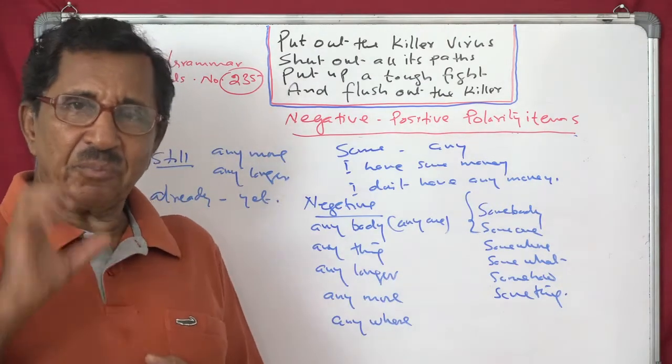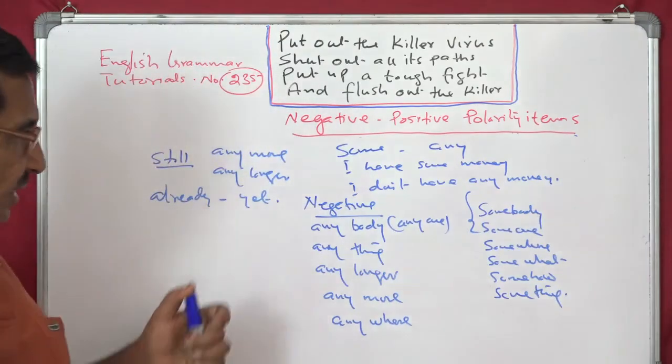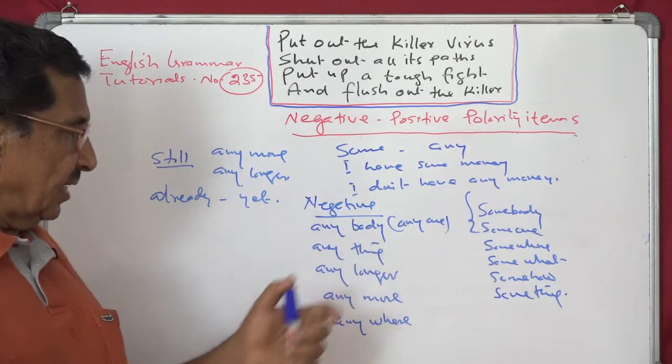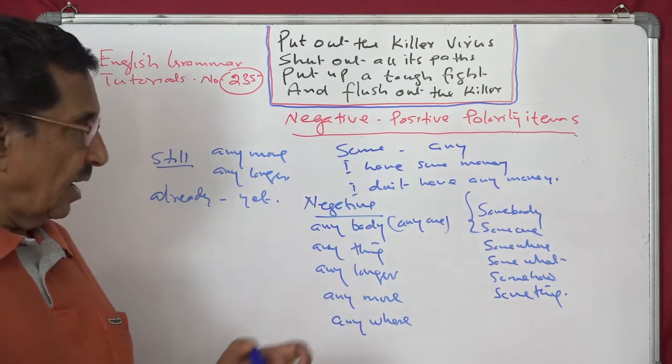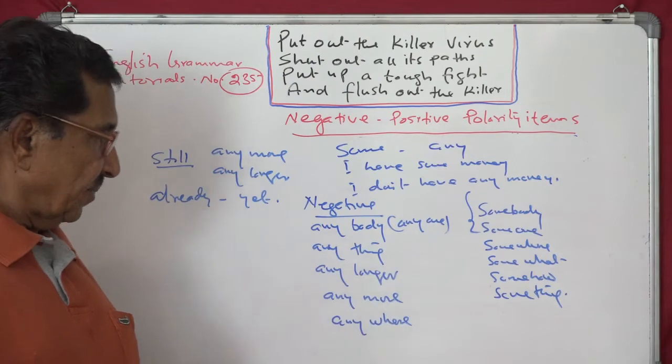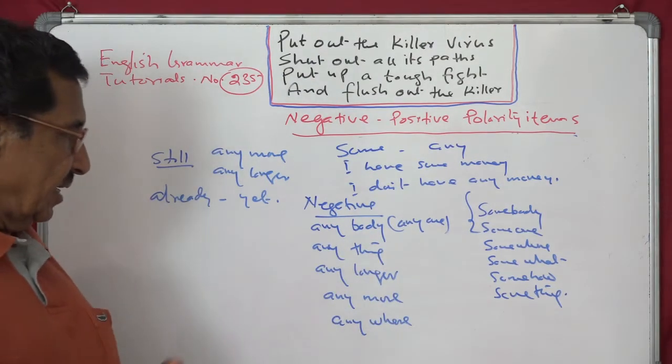So those are positive polarity items, appearing in positive sentences. Negative sentences you can see here: I haven't seen anybody. Questions also: have you seen anybody? I haven't seen anything.